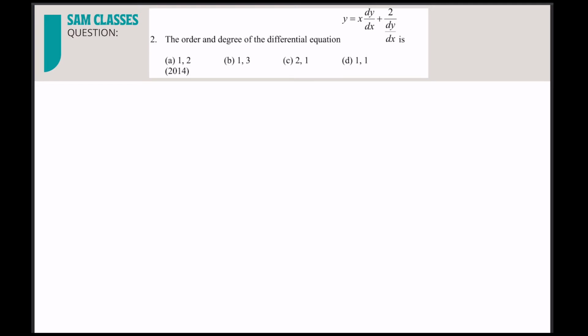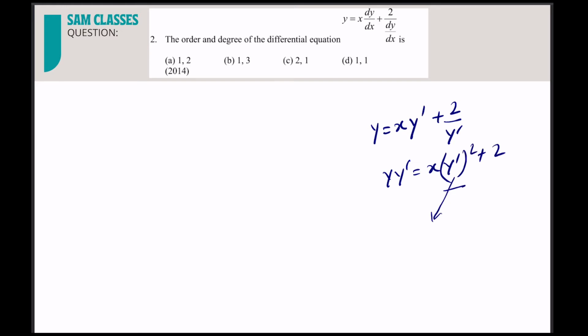Now the first question, of 2014, is to find the order and degree of the differential equation. This looks a bit complicated, but you can make it simple. Write y equal to x dy by dx, that is y dash, plus 2 by y dash. Just take the LCM. What do we get? y dash is equal to x y dash whole square plus 2. That's it. So what is the order? Order means we have differentiated one time, dy by dx, so that is 1. And what is the degree? The highest power of that, so that is 2. So 1 comma 2, that's the answer.